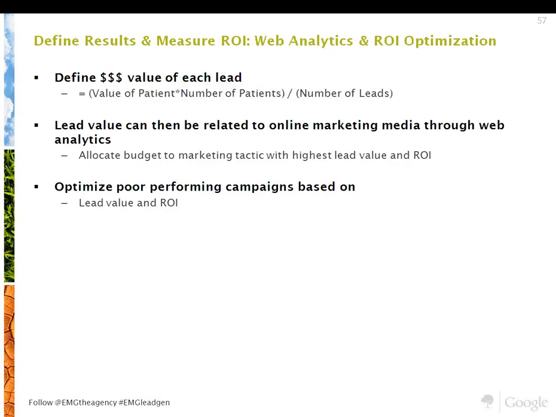And next, we're defining your results and measuring your ROI using web analytics and ROI optimization. We have a couple of different definitions here for you. So one, defining the value of each lead. This again is what we define as a cost per acquisition or cost per conversion: taking the value of the patient, multiplying it by the number of patients that you're having, and then dividing it by the number of leads that you're getting. This will give you a clear idea of what your lead to conversion rate is, and then how much money you're spending on that.